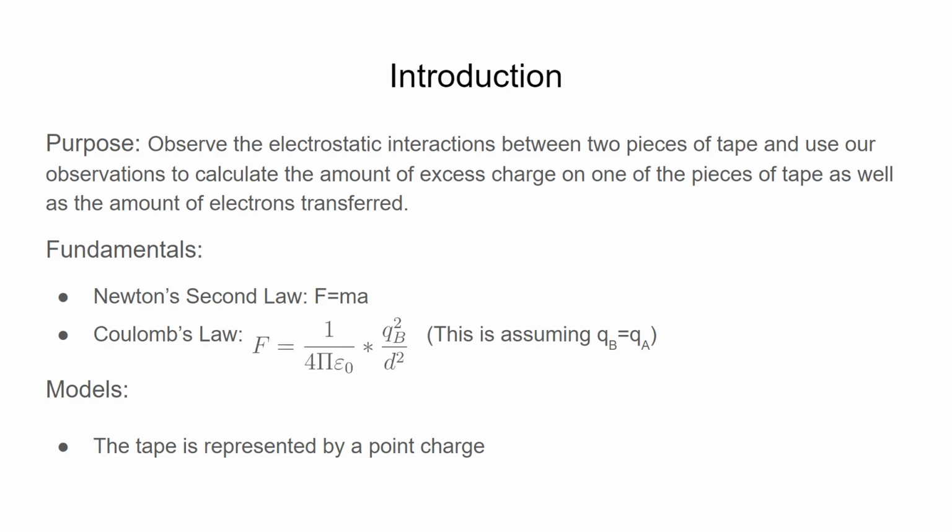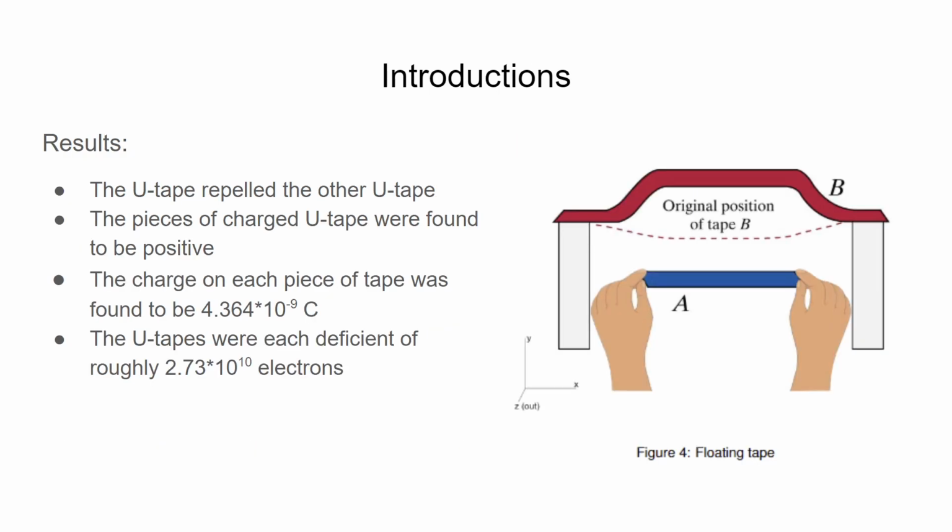Models: the tape is represented by a point charge. The results of this lab: the U-tape repelled the other U-tape. The pieces of charged U-tape were found to be positive. The charge on each piece of tape was found to be 4.364 times 10 to the negative 9th coulombs. The U-tapes were each deficient of roughly 2.73 times 10 to the 10th electrons.